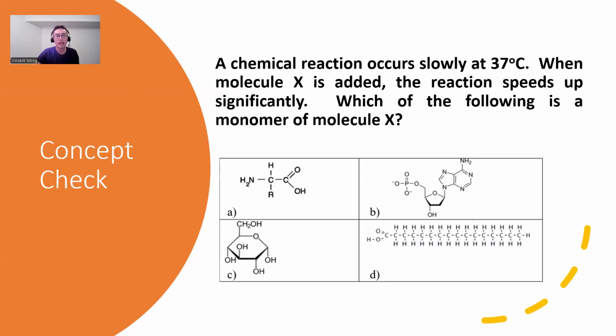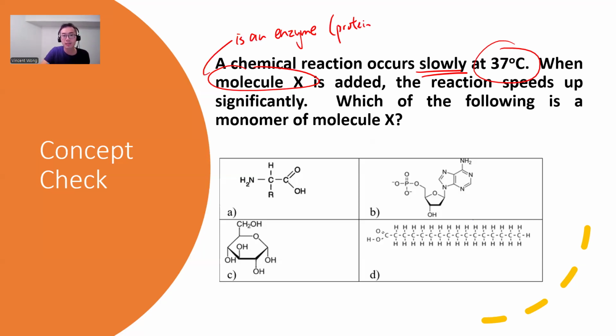And this is the last one. A chemical reaction occurs slowly at 37 degrees. When molecule X is added, the reaction speeds up significantly. What kind of molecule can speed up a chemical reaction? Everything we learned, which one does that? Enzyme? And what kind of macromolecule is an enzyme? Is it a carbohydrate, protein, nucleic acid, lipid? Protein. Yeah, so it's a protein. So this is the first thing you have to realize, that molecule X is a protein.